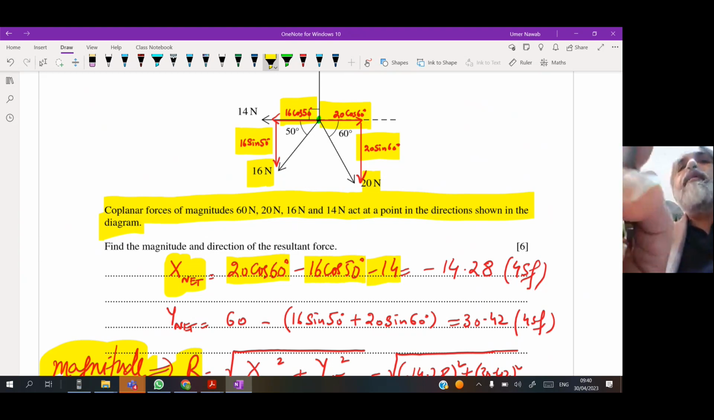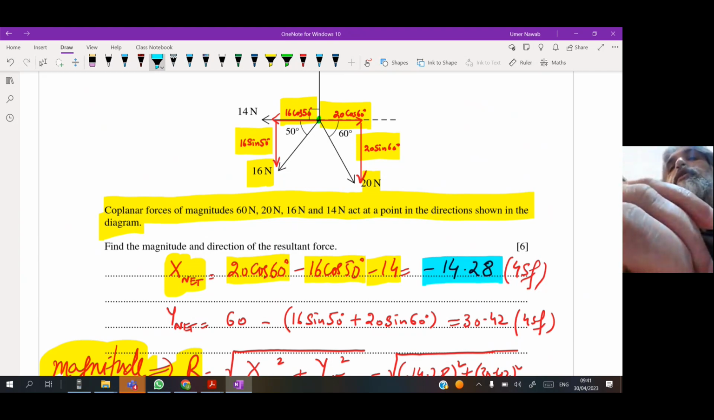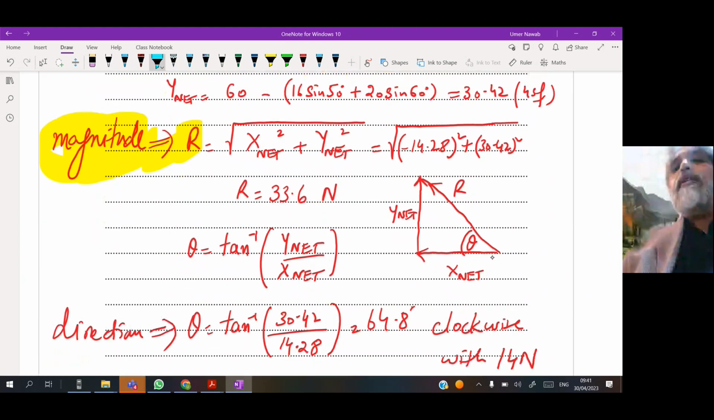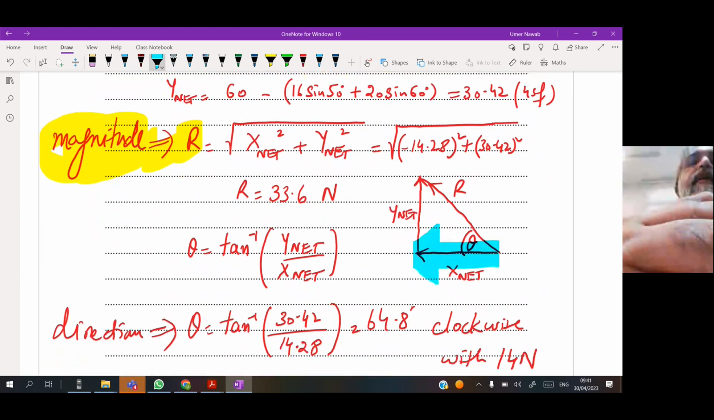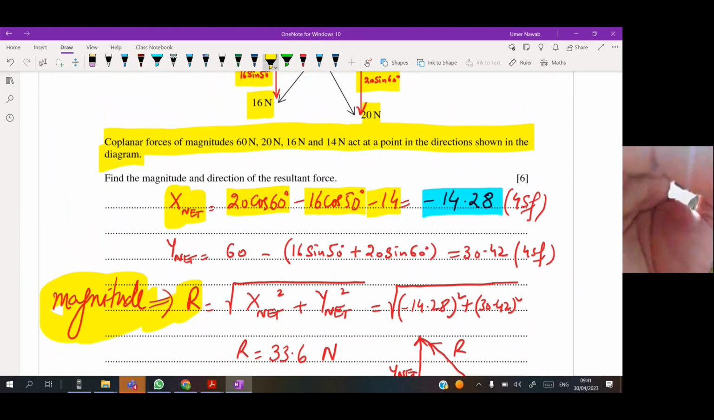But my routine is to look at the forces individually. If the force is acting on the left, I write a minus sign. 14 is acting left, so I write a minus sign. Once I get my final answer, it reveals to me minus 14.28. Do you understand? Minus 14.28 tells me the net X effect will be towards the negative x-axis. Got it?